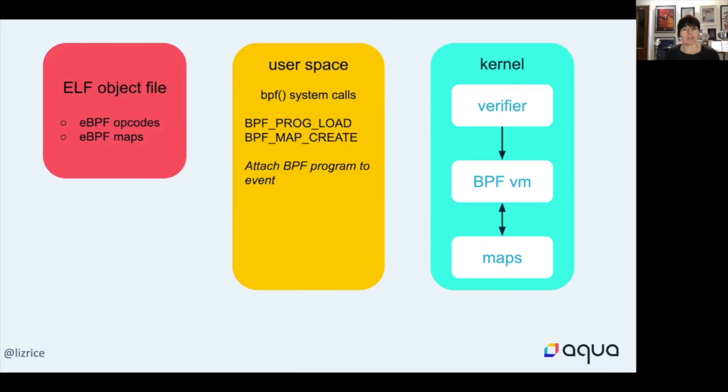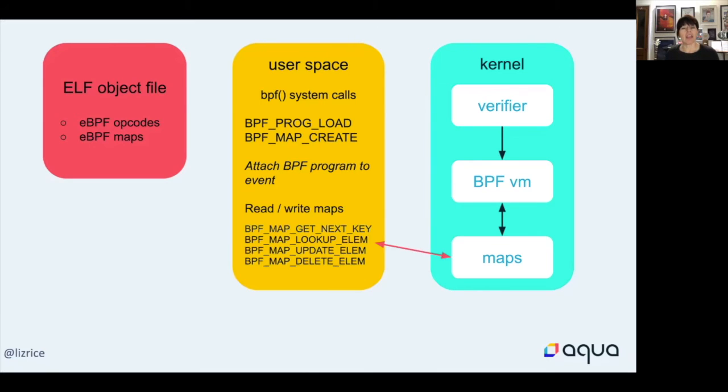Then the user space code attaches that BPF program to whatever event it wants to trigger using the perf event open and IO control system calls that we saw earlier. And then it can read and write to those maps using these BPF map operations.